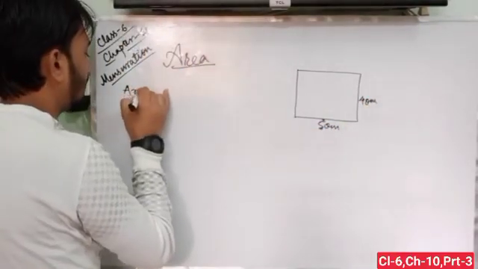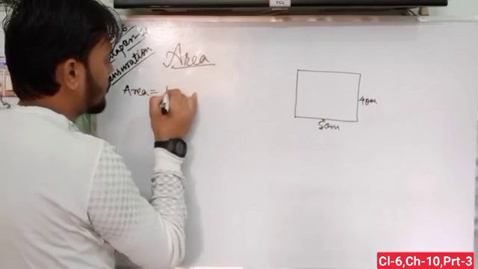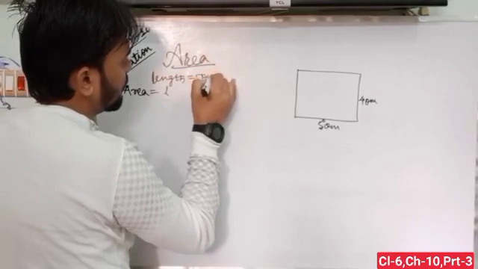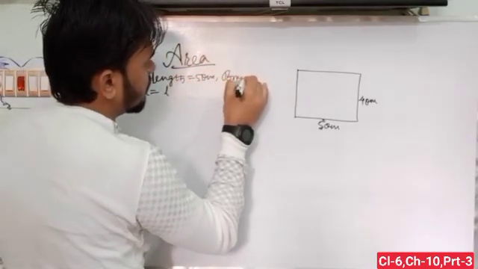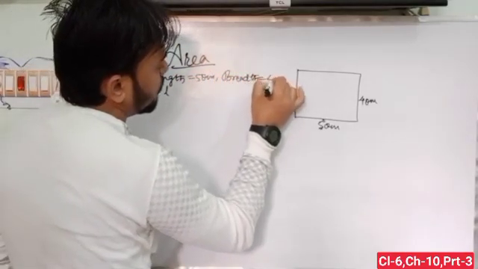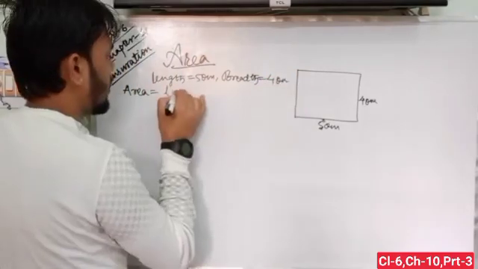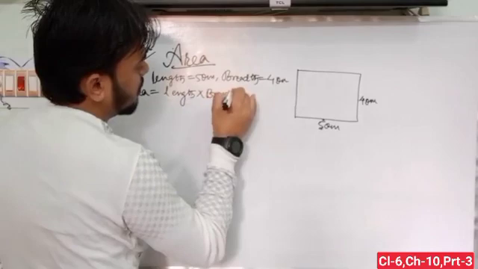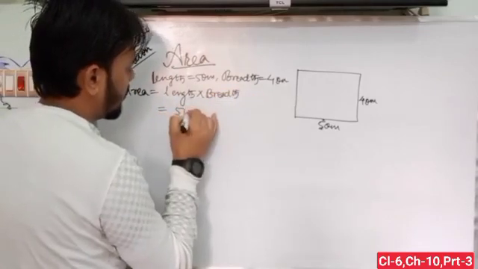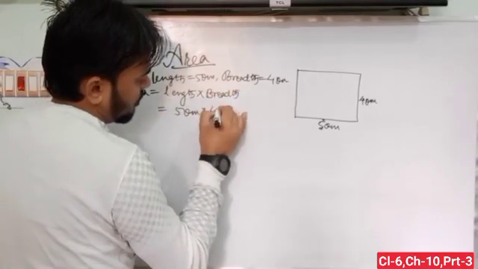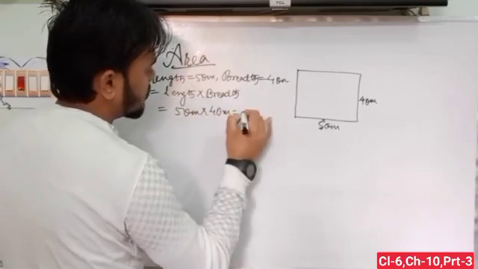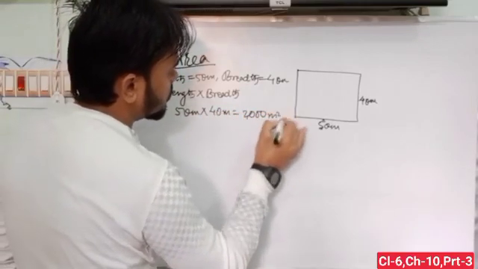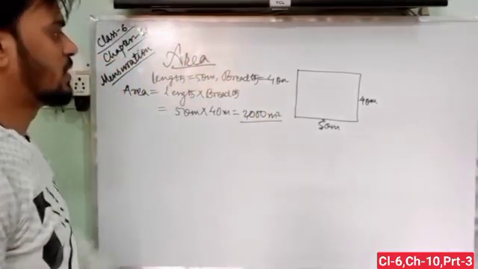So simply we have to apply the formula. First write here length is equal to 50 meter, then breadth is equal to 40 meter. So area is equal to length into breadth, means 50 meter into 40 meter, equal to 5 4s are 20 and 2 more 0s, 2000 meter square is the area of this rectangle.